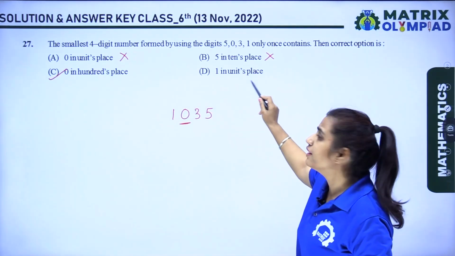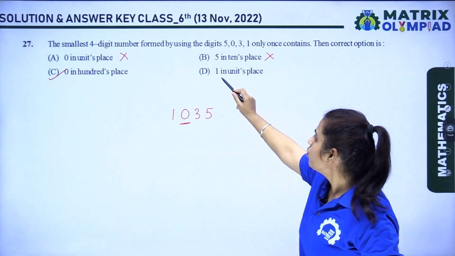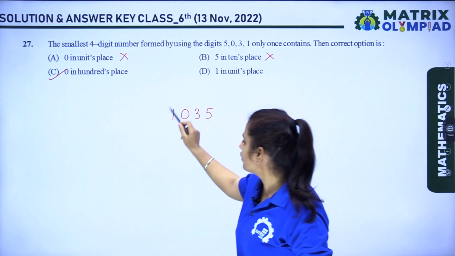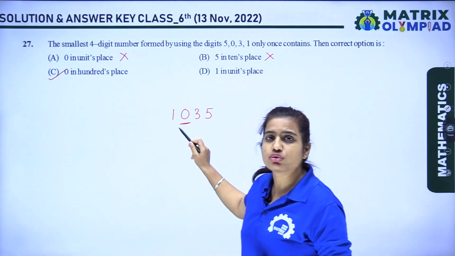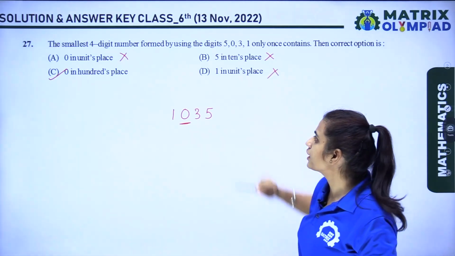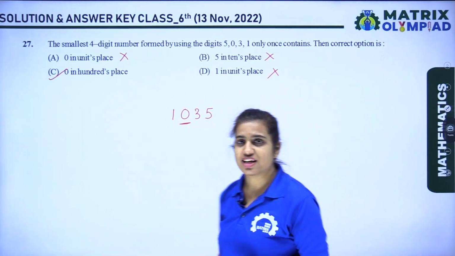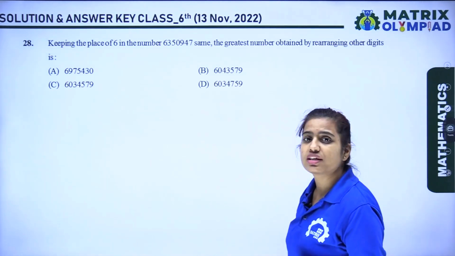Now let's check option D also. Here 1 in unit place. So here if we check in the number, 1 is on the 1000 place. So option D is also incorrect. So according to the question, we can say that option C is the correct answer. Now let's begin with the next question.